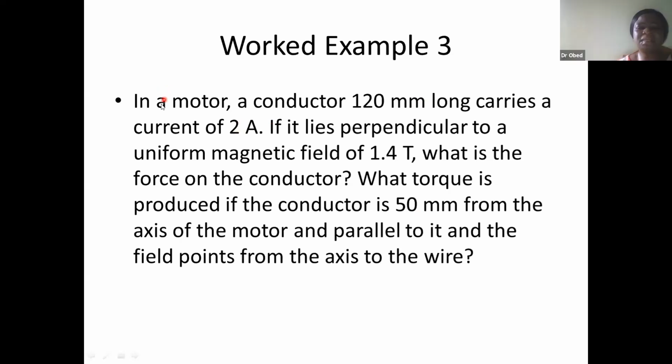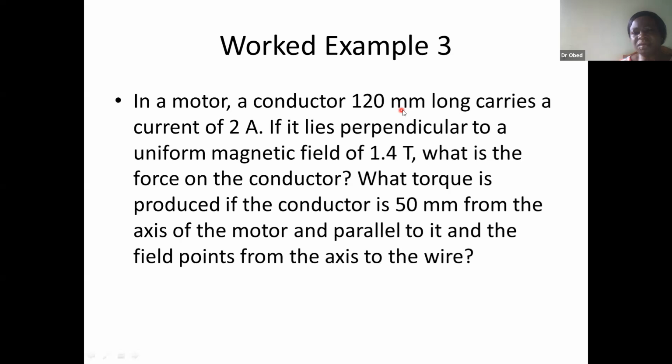All right. This is example 3 we had during the first lecture, but we couldn't work it out. For those of you just joining the class, we've done examples 1 and 2. This is example 3. In a motor, a conductor 120 millimeters. Always take note of the units involved and convert to SI units.